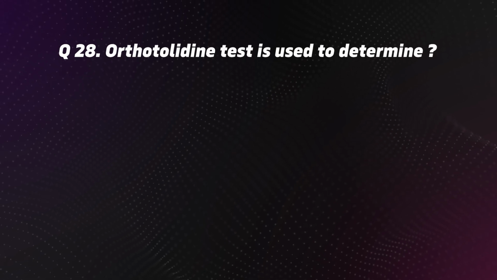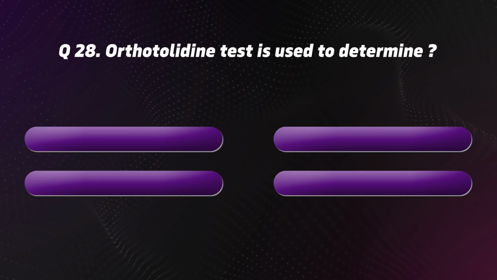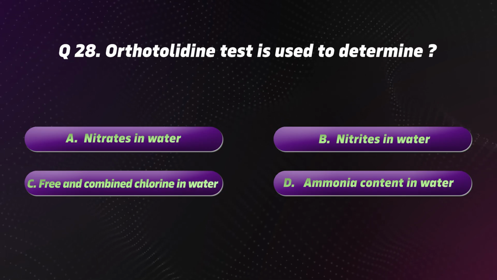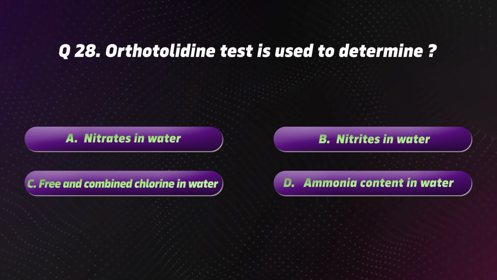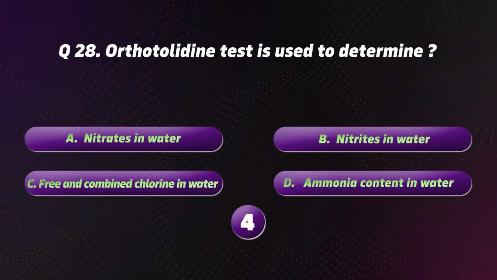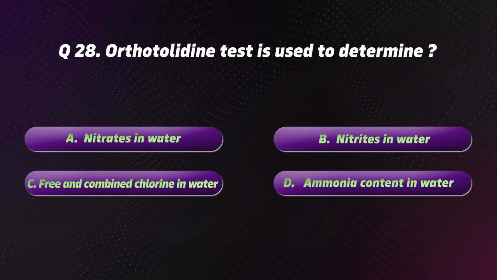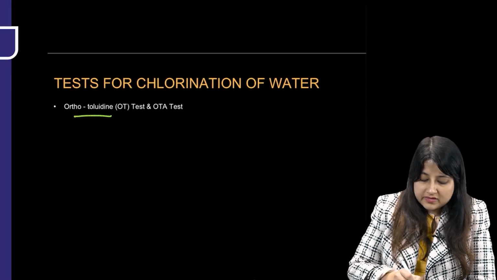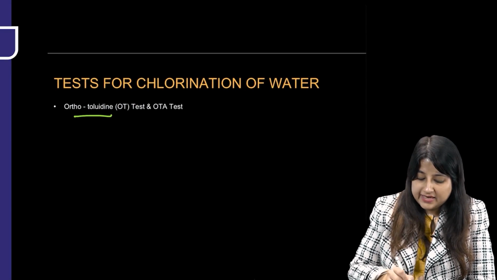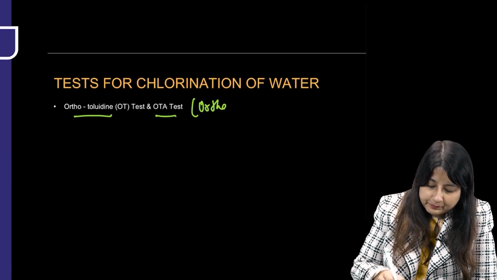Question 28. Orthotolidine test is used to determine? Here are the options. A. Nitrates in water, B. Nitrites in water, C. Free and combined chlorine in water, D. Ammonia content in water. And the correct option is C. Free and combined chlorine in water. Here is the explanation. What are these tests? Orthotolidine test, and OTA is orthotolidine arsenite test.